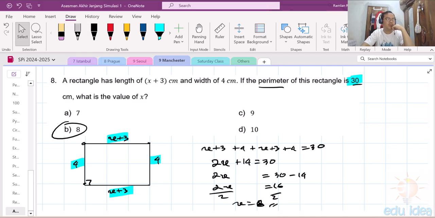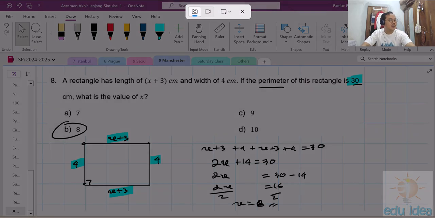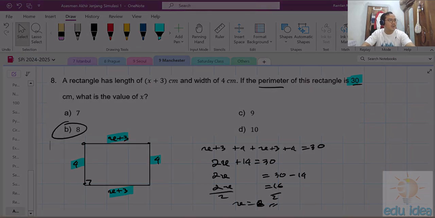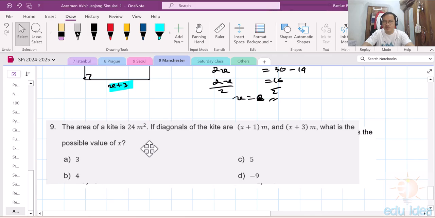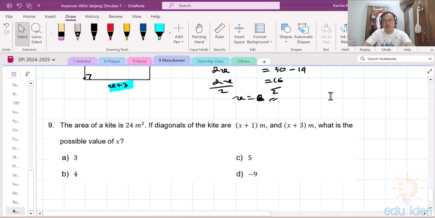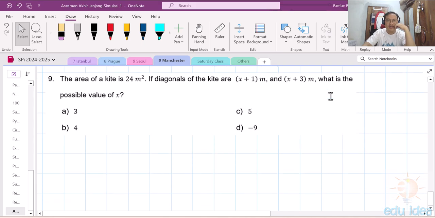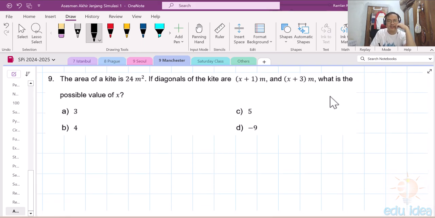Okay, let's go to number 9. Number 9 is the same thing, same concept. Remember, guys, that I will be giving you the formulas. So if you don't know or you forgot the formula, you can just go back to that page and see what the formula is for the question that you want to answer. Okay, number 9: the area of a kite is 24 meters. If the diagonals of the kite are this and this, what is the possible value of x?